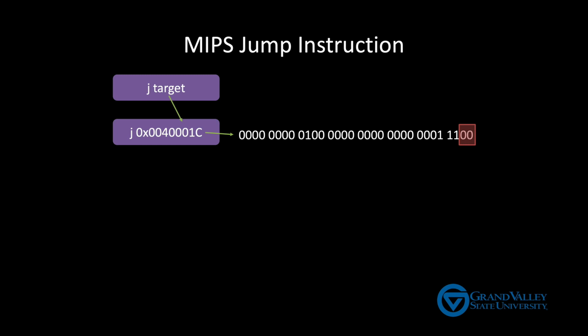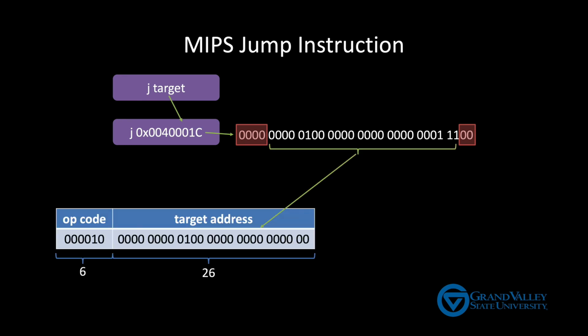We also exclude the most significant 4 bits because we assume that they're the same as the leading bits in the jump instruction's address and therefore are available elsewhere in the CPU. We then take the 26 remaining bits and put them in the machine instruction.